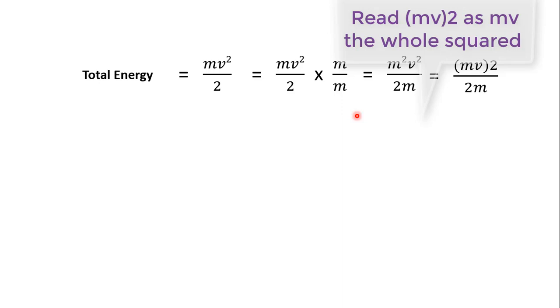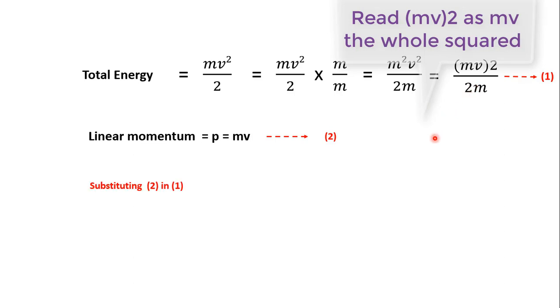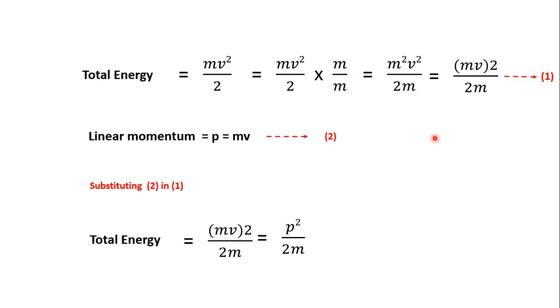The product of the mass and velocity is known as linear momentum, which is given by the symbol p. Substituting p is equal to mv in equation 1, we get the total energy equal to p square by 2m.